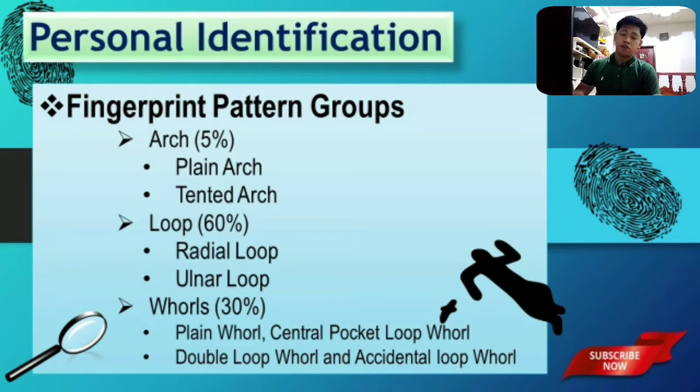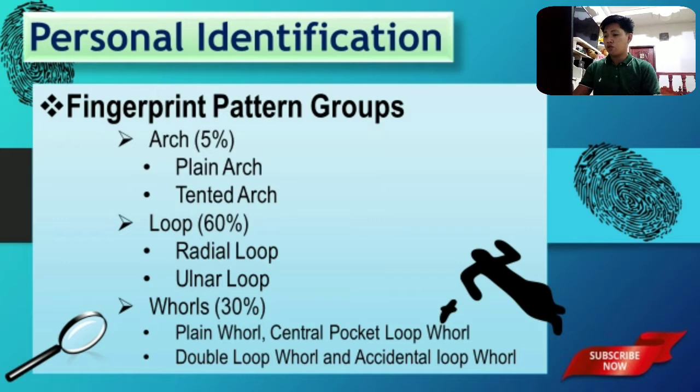Among the three family fingerprint patterns, we have more subclassifications for whirls. We have the plain whirl, the central pocket loop whirl, the double loop whirl, and the accidental loop whirl. All of these are classified as whirls, and 30% of the entire population has that.